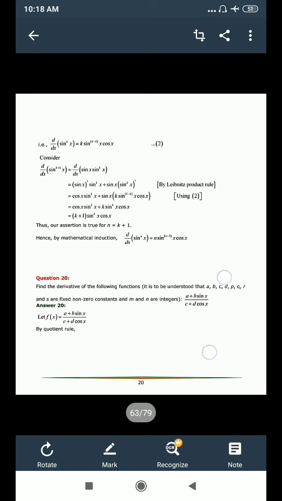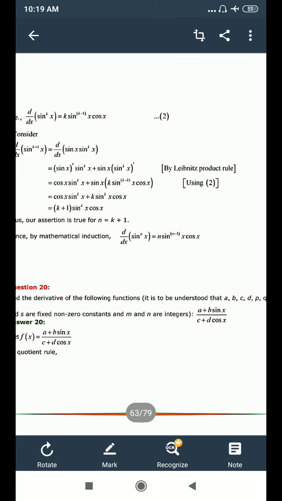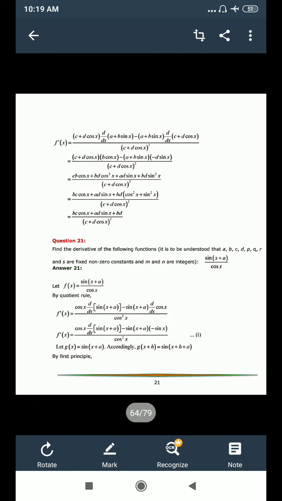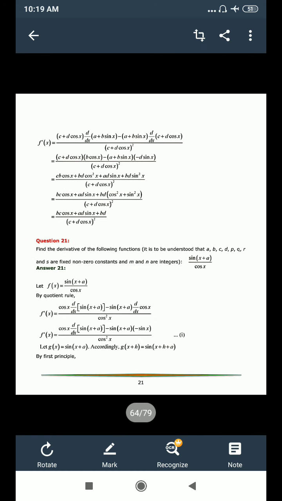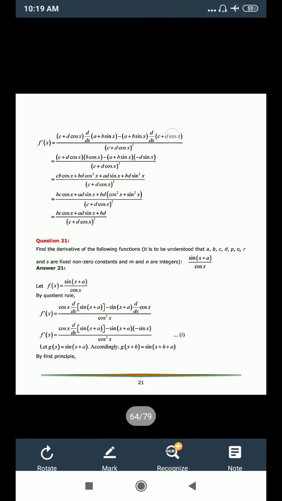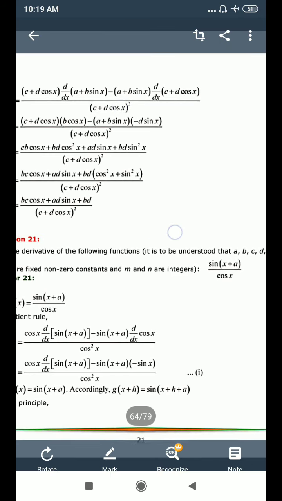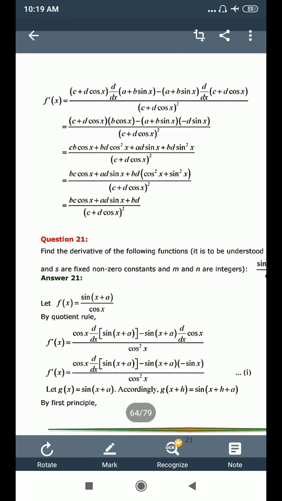Come to this question, a plus b sin x upon c plus d sin x. So you have to apply the quotient rule. It is px upon qx form. So denominator as it is, differentiation of numerator, minus numerator as it is, differentiation of denominator, divided by denominator whole square. Now differentiation of a plus b sin x: first we differentiate a, that is 0, b as it is, and differentiation of sin x will be cos x. So it will be b cos x only.